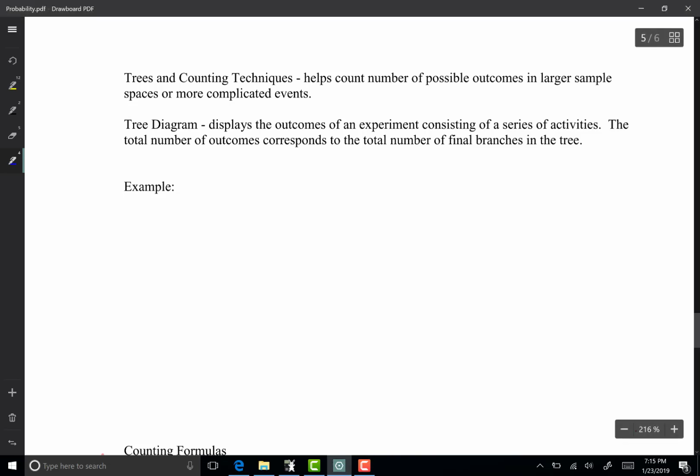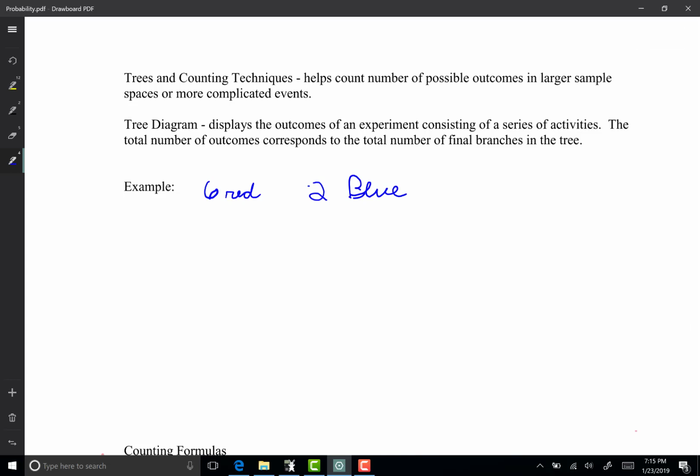Let's say our bag has 6 red marbles and 2 blue marbles, okay? So how many total marbles do we have? We have 8 total marbles, right? So let's say we're going to draw 2 marbles out without replacing the first one, and we want to draw a tree diagram of our possible outcomes.